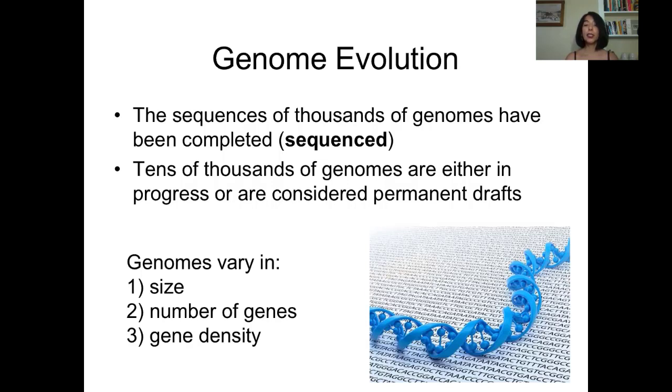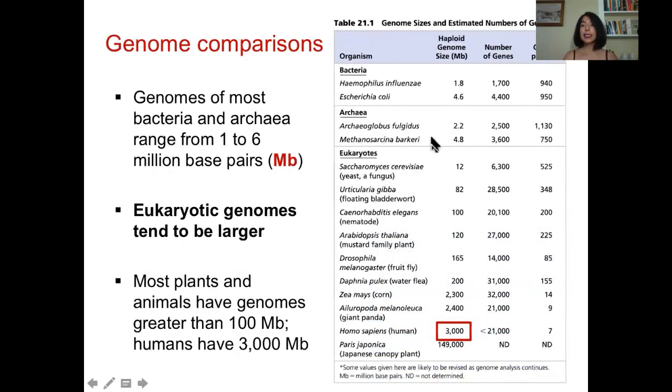And genomes can vary in size, in the number of genes, or in the gene density. Here you can see a table with all of the information, not all of the genomes. These are just a subset of genomes, but you can see how they are sorted. So they are sorted by size. And at the top, we have the smallest genome, and at the bottom, one of the largest genomes.